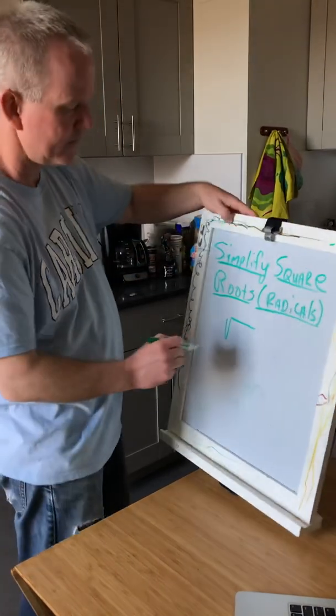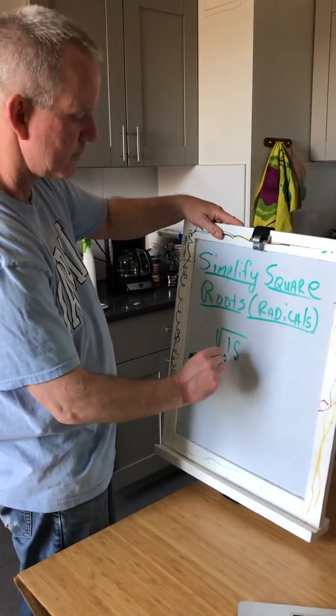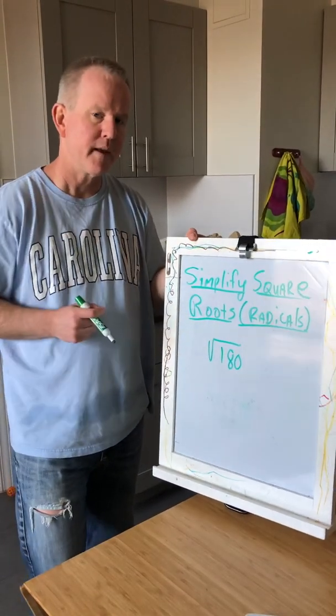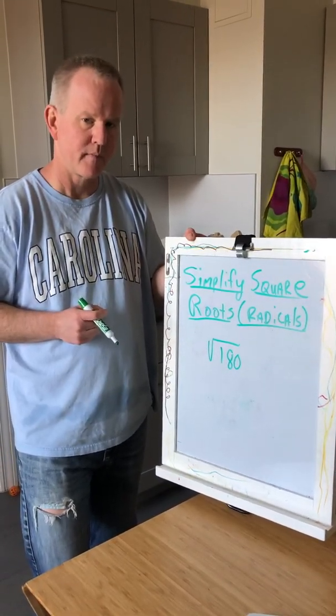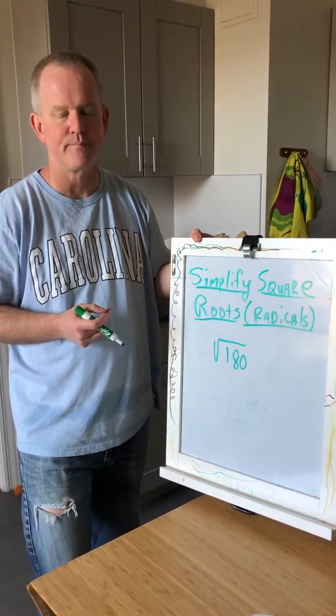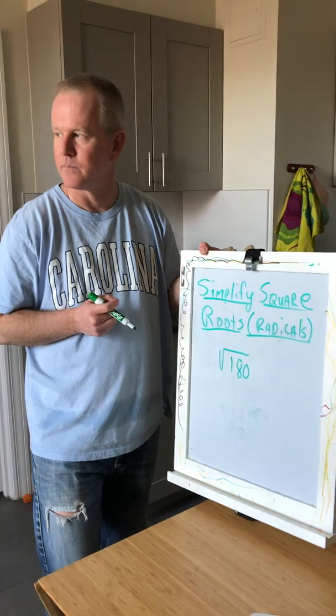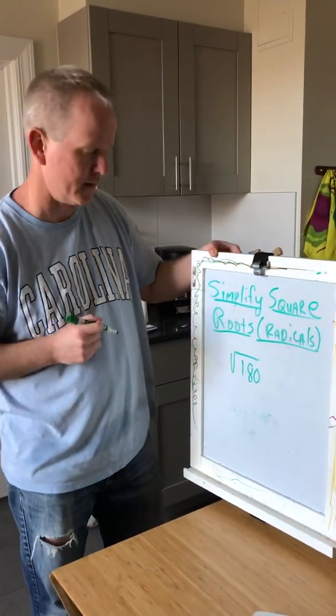Say you have a number inside the radical. 180. Now you don't want to put that in the calculator and get a decimal. That's not simplifying. So the question is, what is simplifying?